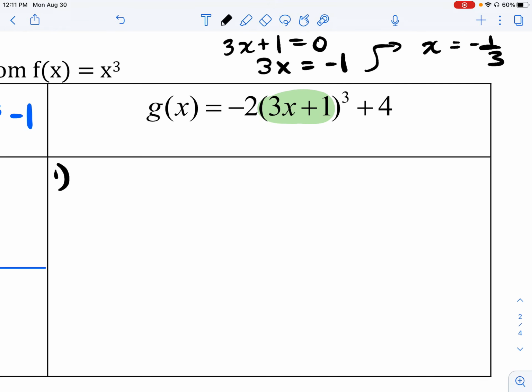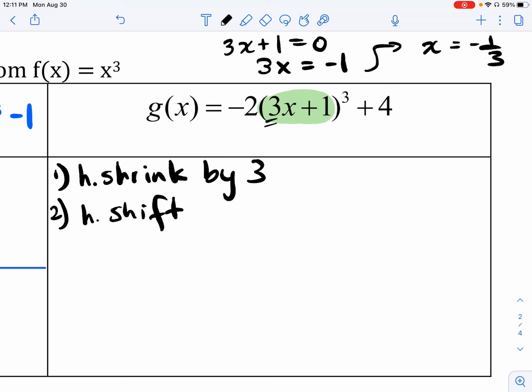So what are we saying here? We're saying because of this horizontal shrink, because we're shrinking our function horizontally, that's going to change the shift. That is to say, we could write the following. Horizontal shrink by 3, and then a horizontal shift to the left 1/3 units.